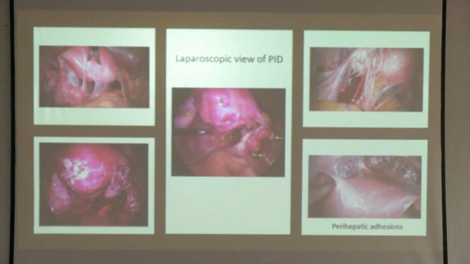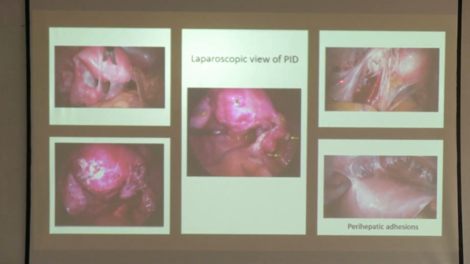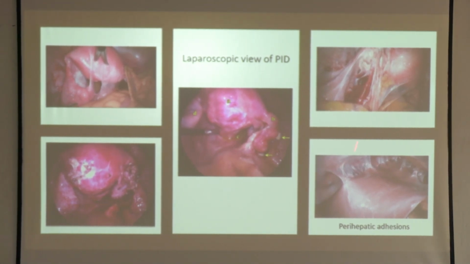This is what a laparoscopic image of any PID looks like. These are the fibrinous adhesions. See, fibrin deposits on top of the uterus and ovary. This is a tubo-ovarian mass here, this one, adhesions, and these are Fitz-Hugh-Curtis perihepatic adhesions.